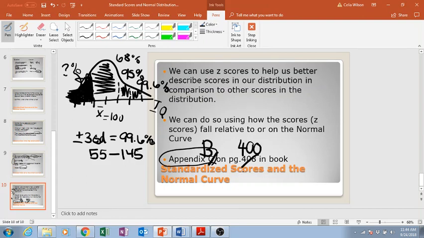All right, so what I'm going to ask you to do, if you don't have your book, while I get ready for the next stage of this recording, go ahead and get your book and find Appendix B on page 400, and the name of that is Areas Beneath the Normal Curve. All right. Okay, I will catch up with you in just a second.